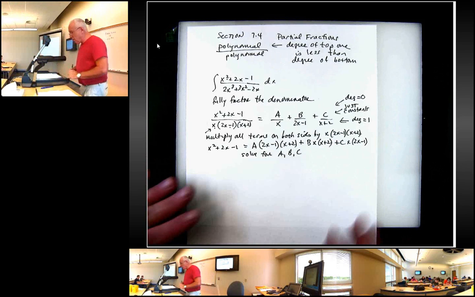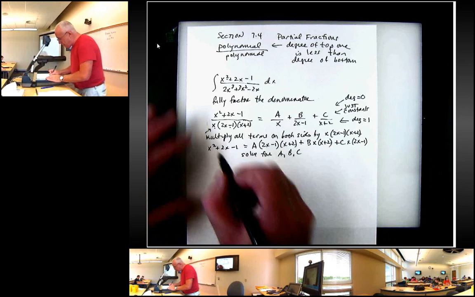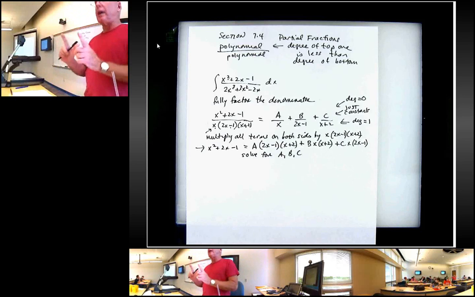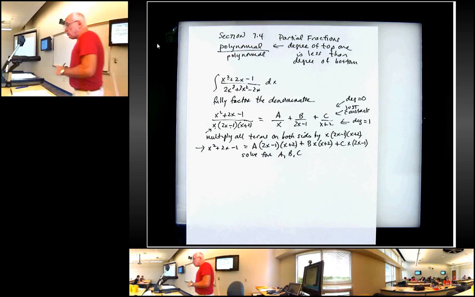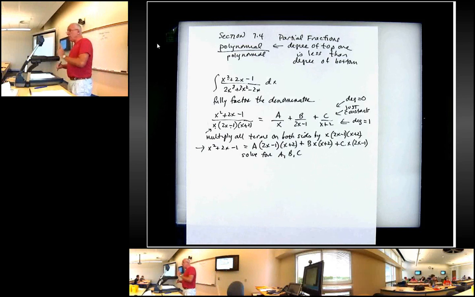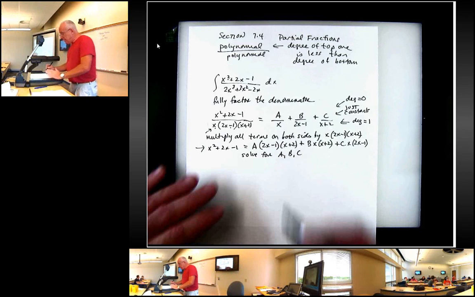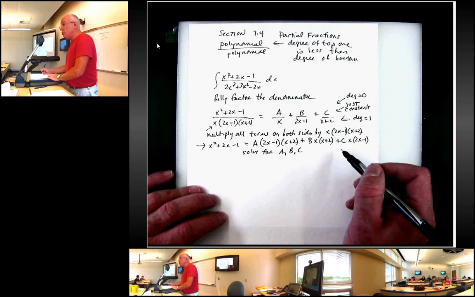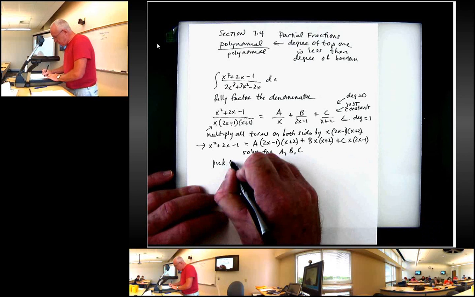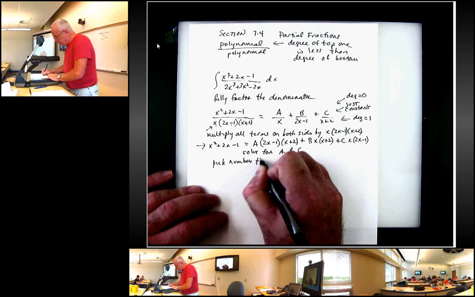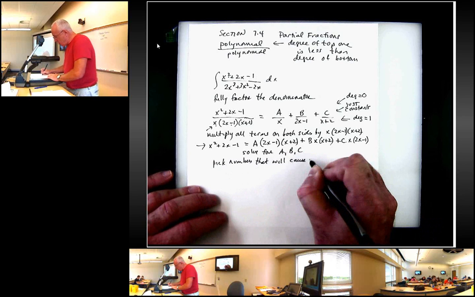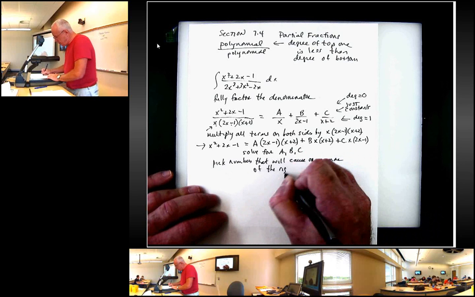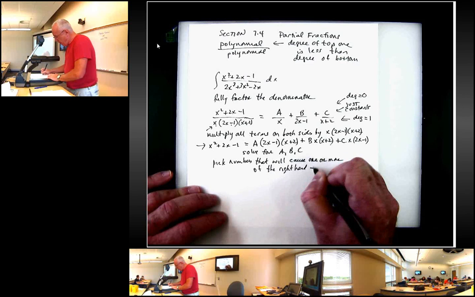All right, now to solve for a, b, and c, we have this equation right here. This equation is supposed to be valid for all values of x. So there's a nice, easy way to do this. What I do is pick numbers that will cause one or more of my right-hand terms to become 0.